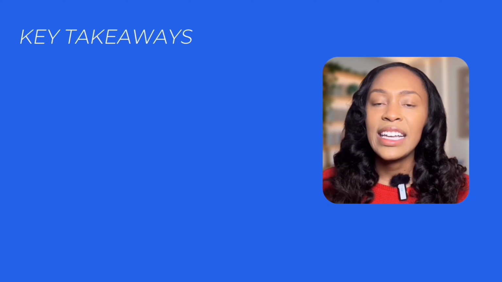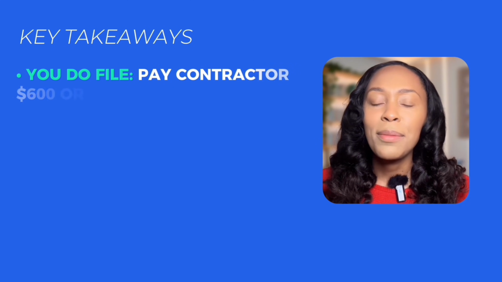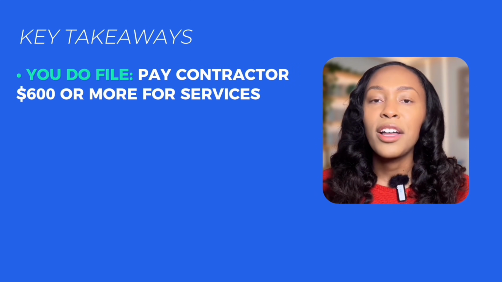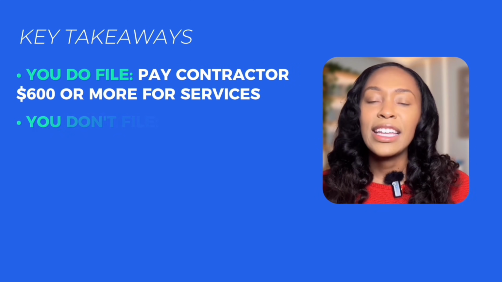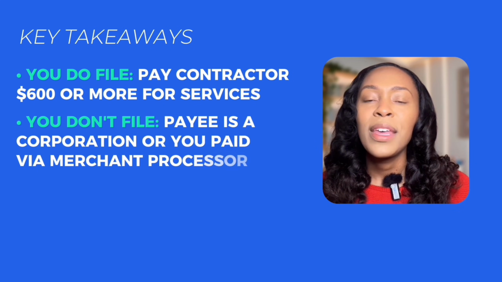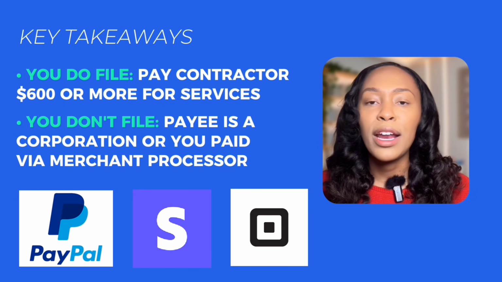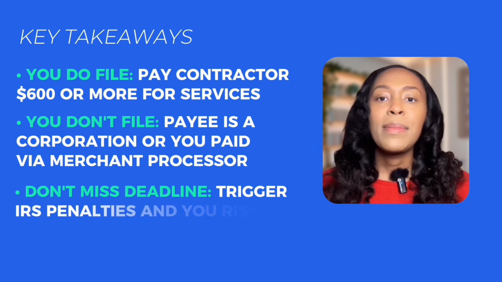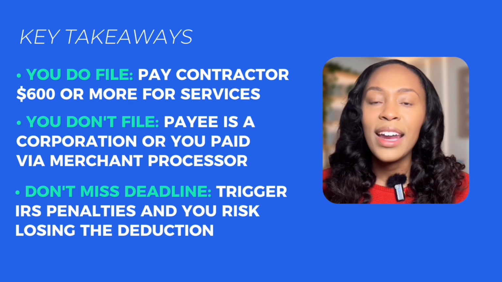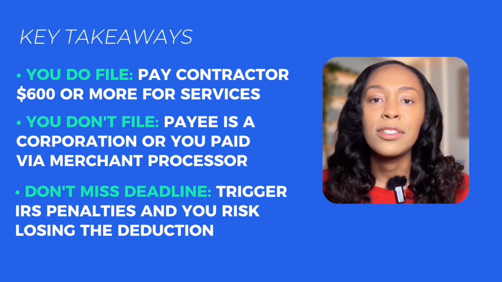Now that you've seen exactly how to file it step by step, let's recap some of the big takeaways. The 1099 NEC is required when you pay a non-employee contractor $600 or more for services. Secondly, you don't typically have to file this form if you hired a C Corp or S Corp, or you paid them through PayPal, Stripe, Square, or another credit card processor. And third, missing the deadline can trigger automatic IRS penalties, and you risk losing the deduction.